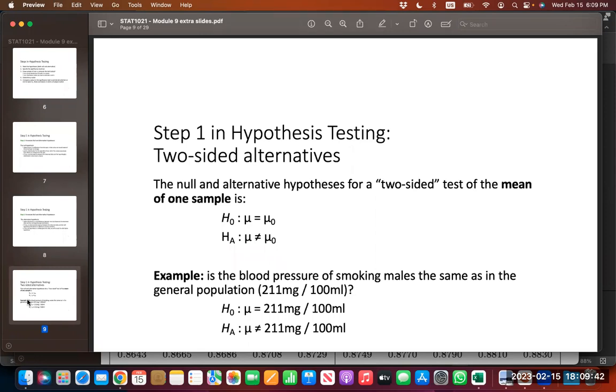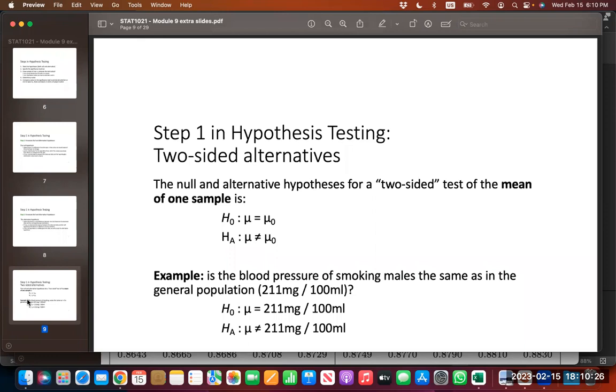We are now in our study comparing the cholesterol of smoking males compared to the general population. We know that in the general population, the mean is 211 milligrams per 100 milliliter. So I am now formulating a null hypothesis where I say my mu is the same as mu zero. Mu here is the sample mean, mu zero is the population mean. The research hypothesis, HA, the alternative hypothesis, is that my sample mean is different from the population mean.